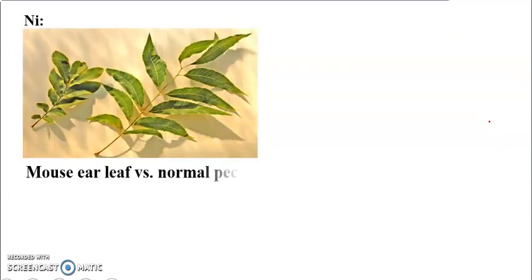Nickel causes the mouse ear leaf in pecan. Now pecan is a nut plant. If you can see, on the right side you have the normal leaf of pecan, and on the left side you can see the mouse ear. Very clearly you can see the shape of the leaf got altered.